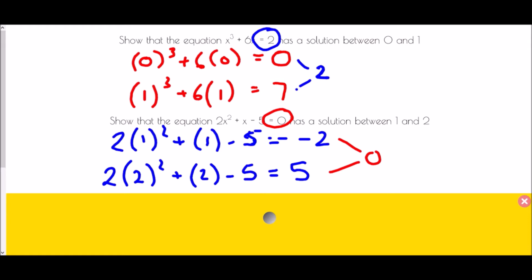Now, this is also an important one. If it is an equal to 0 equation, what we're actually looking for is a change in sign. So we've got a negative here, we have a positive here. That change in sign is an indication that there is a solution between the 2 points.